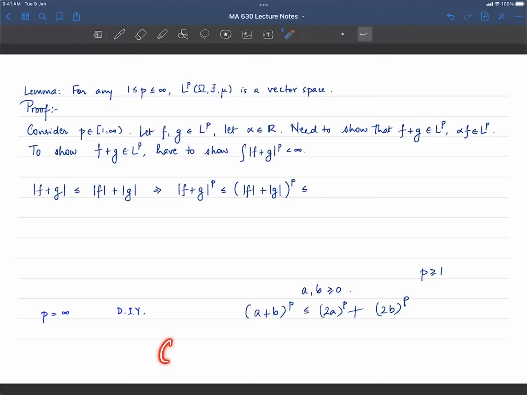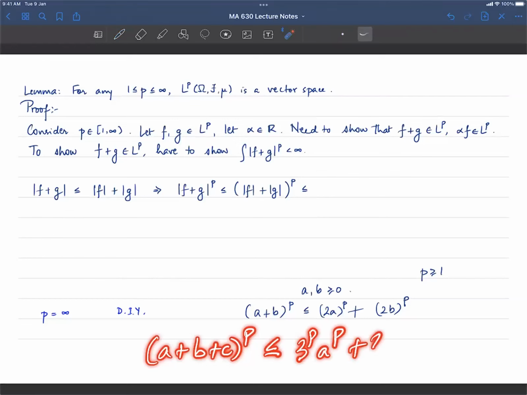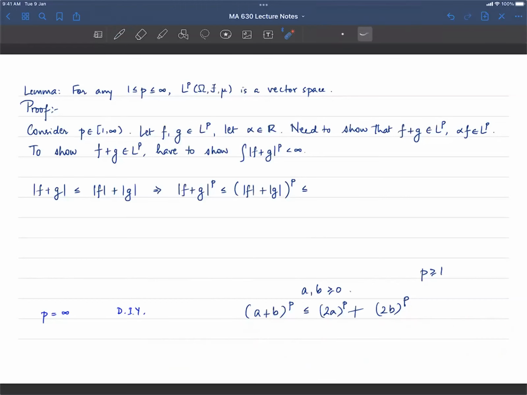Of course, I can do this for a plus b plus c also. Again, they have to be non-negative. A plus b plus c to the pth power, if they are all non-negative, this has to be less than or equal to 3 to the p times a to the p, plus 3 to the p times b to the p, plus 3 to the p times c to the p. You guys with me? That's all I'm using here. So that's what I'll do here.